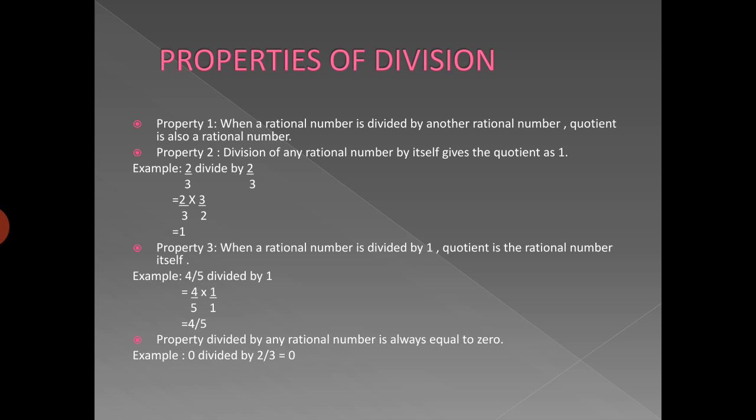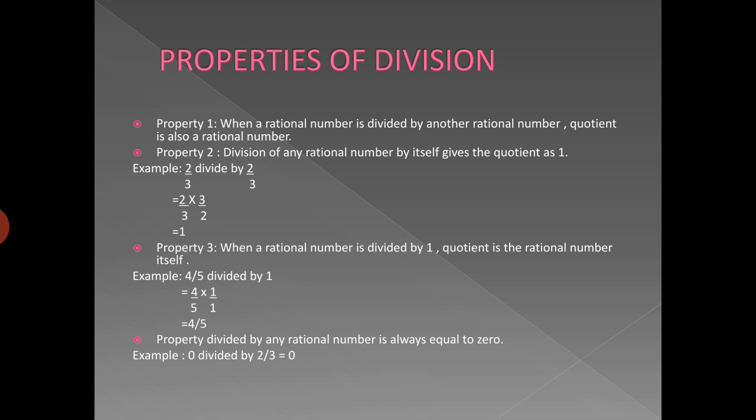Few properties of division are also there. When a rational number is divided by another rational number except 0, the quotient is always a rational number. Division of any rational number by itself gives the quotient 1. Means whenever we divide a rational number by itself, we get 1 as the answer.